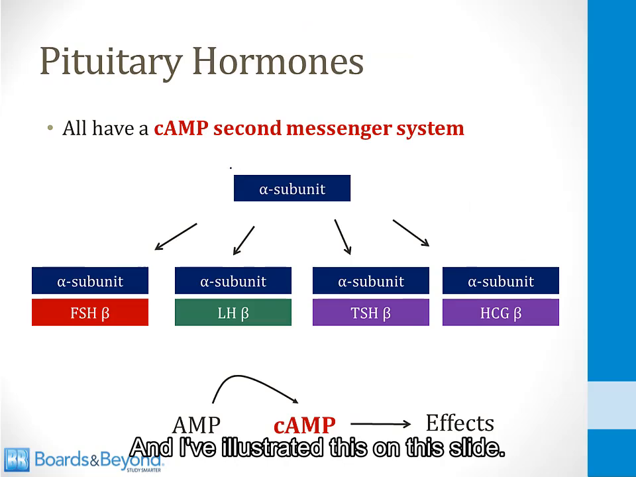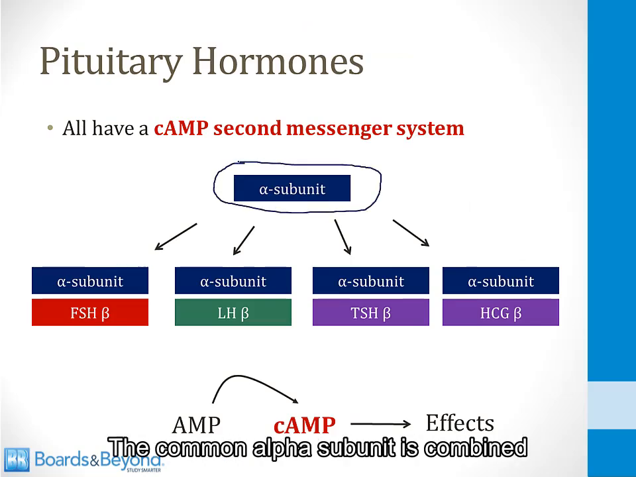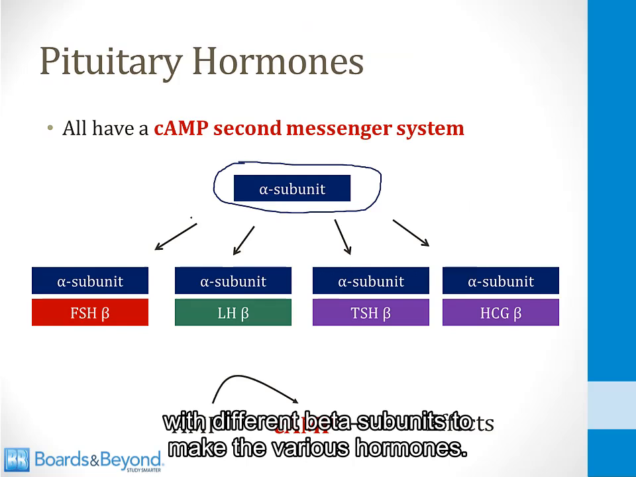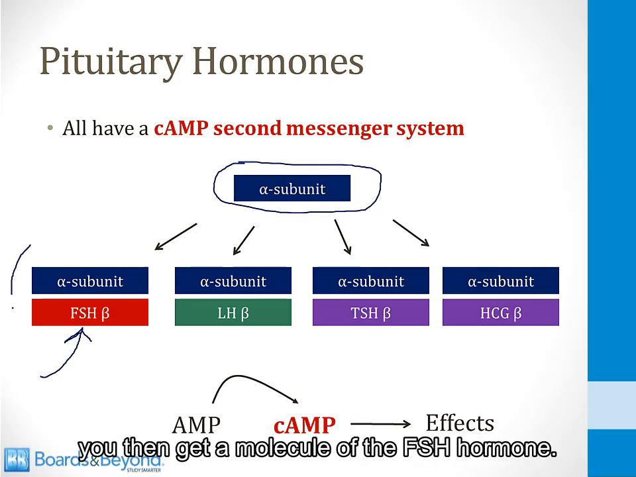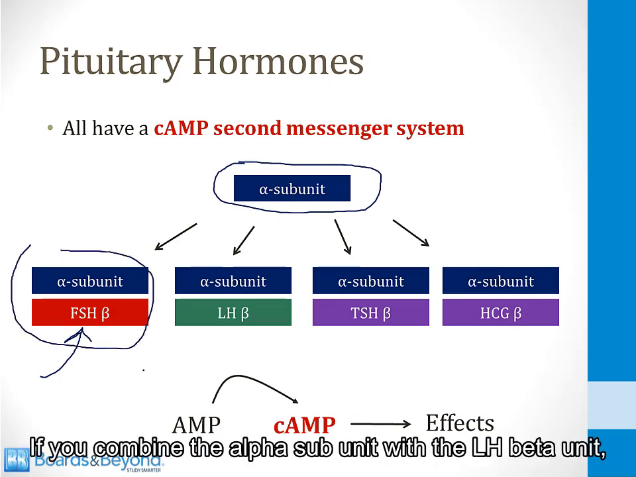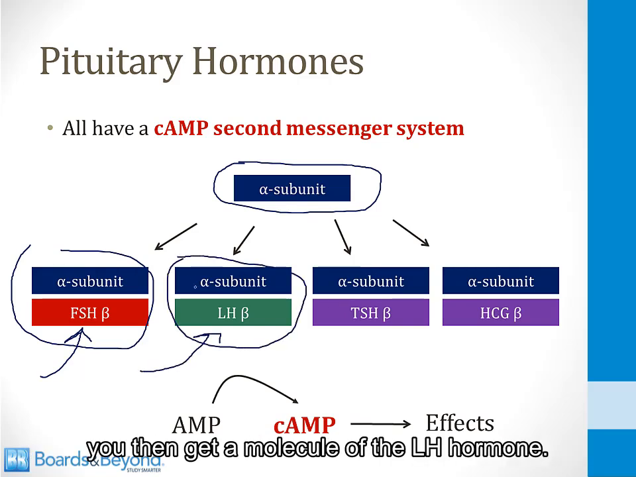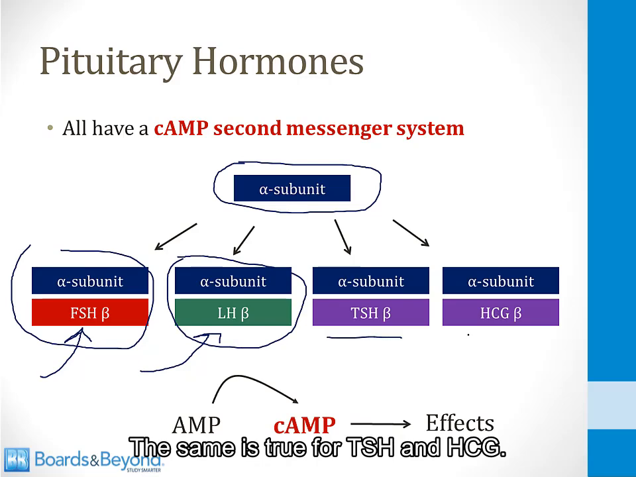And I've illustrated this on this slide. The common alpha subunit is combined with different beta subunits to make the various hormones. If you combine the alpha subunit with the FSH beta unit, you then get a molecule of the FSH hormone. If you combine the alpha subunit with the LH beta unit, you then get a molecule of the LH hormone. The same is true for TSH and HCG.